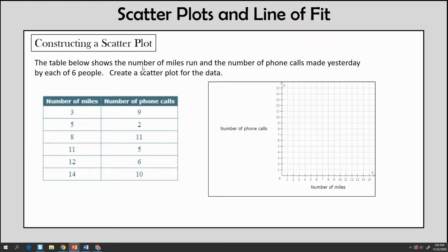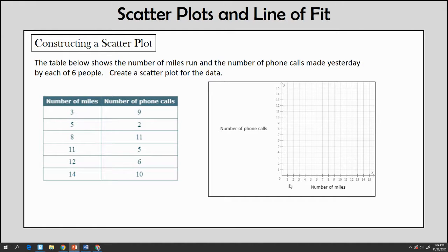The table shows the number of miles run and the number of phone calls made yesterday by 6 people. Create a scatter plot. We're looking at our information here and treating these like an ordered pair. The number of miles is like my X value, the phone calls are like my Y. X axis is number of miles, phone calls are the Y axis. So I'm treating this like the ordered pair 3, 9.